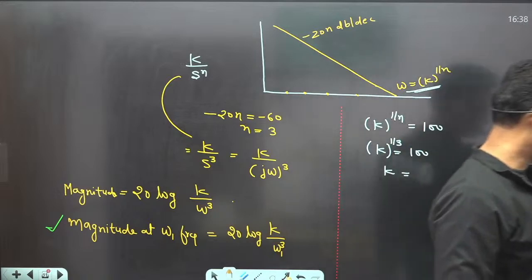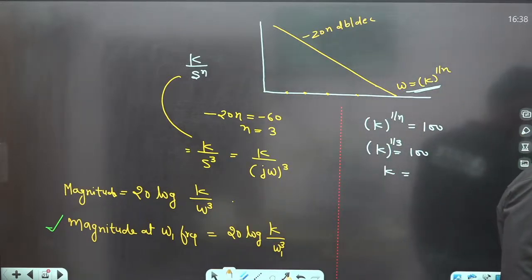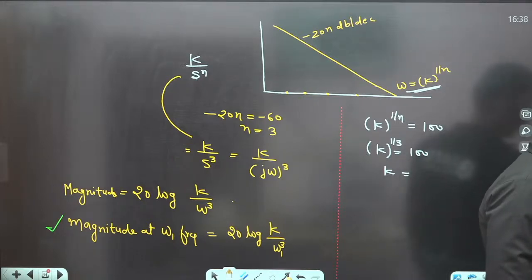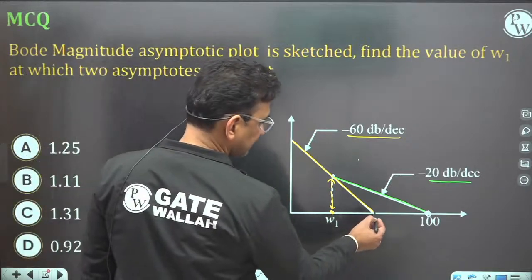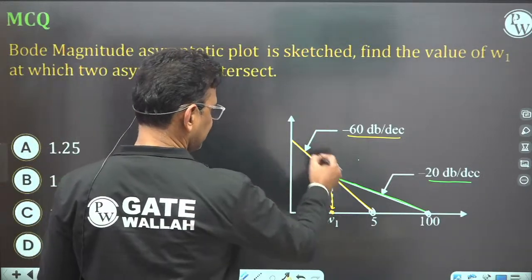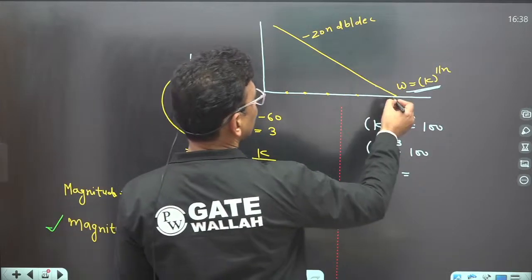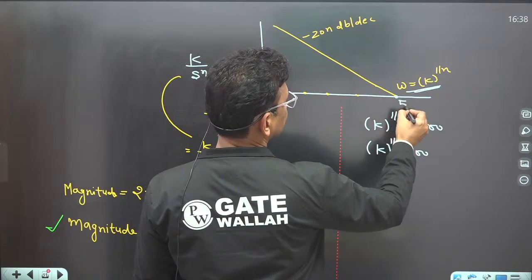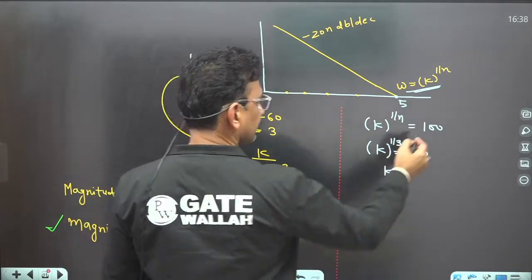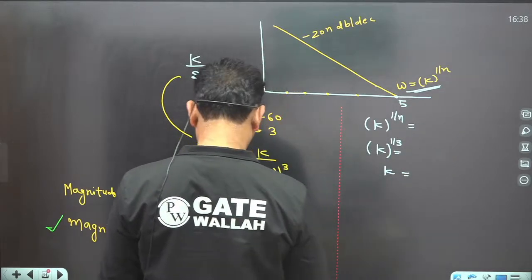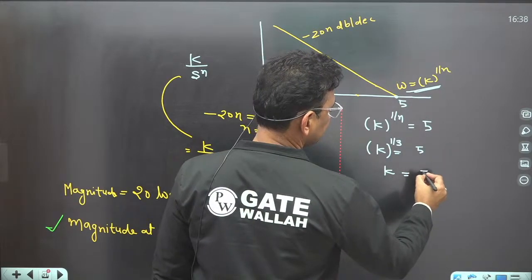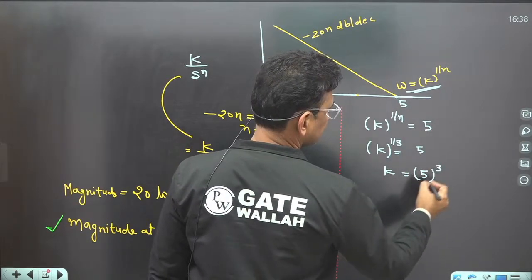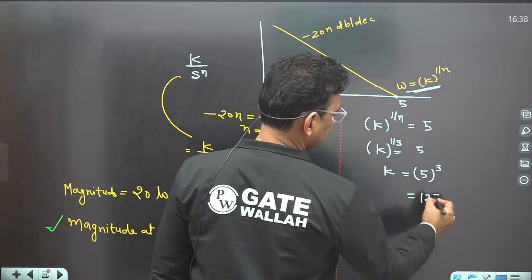Sorry, it is not 100. I am taking this one. This is 5 for the yellow line. Yellow line, it is a 5. So it is 5. That means 5 raised to the power 3. It becomes 125. Clear?